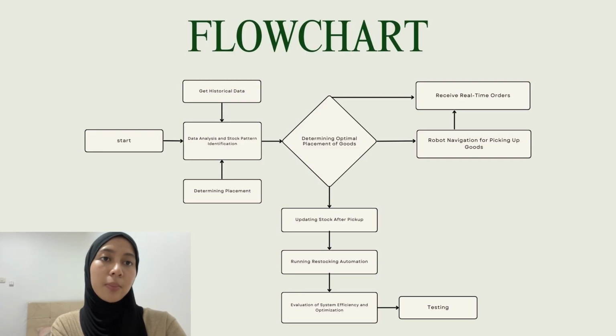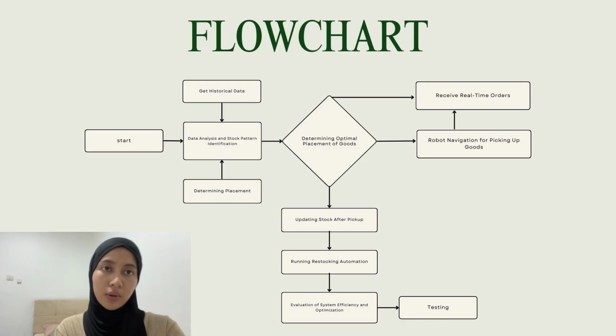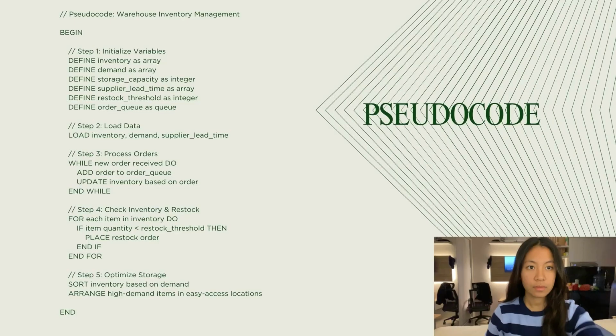Next, the testing. Before the system is fully operational, it undergoes testing to ensure everything works smoothly, identifying potential issues that need to be addressed. So, in conclusion, this process leverages historical data, stock pattern analysis, and robotic technology to enhance the efficiency of goods placement and retrieval. By automating key steps, we can significantly reduce errors and improve the overall speed of warehouse operations.